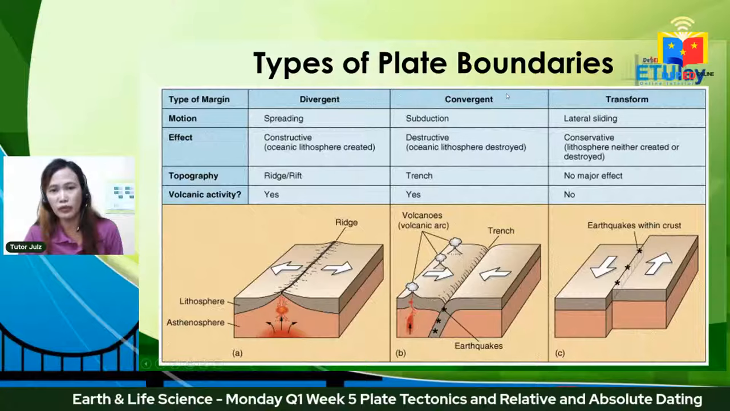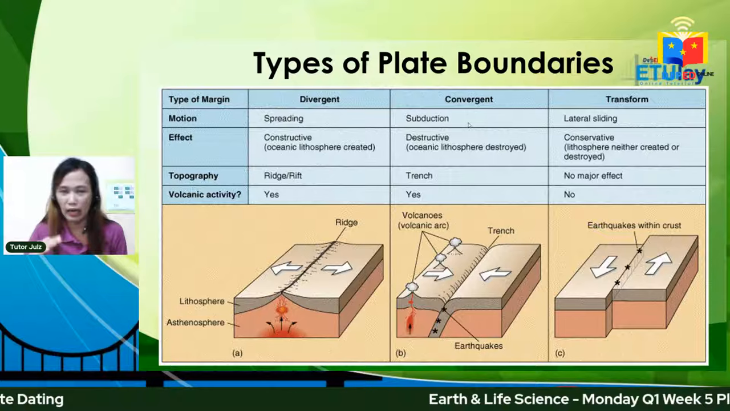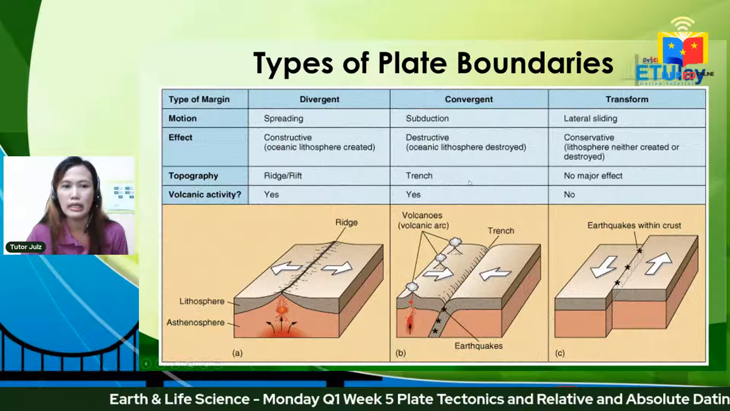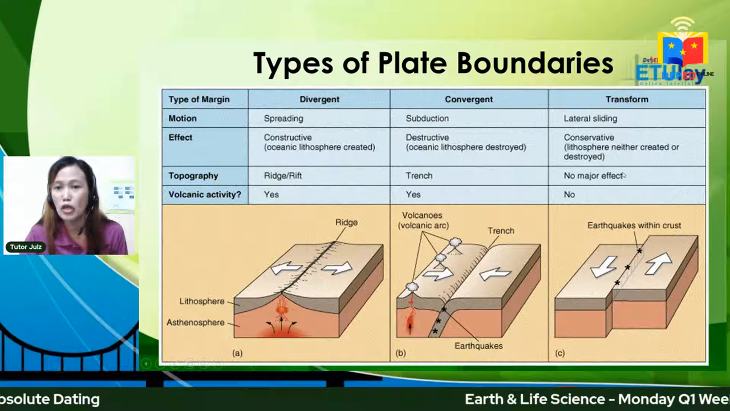And in convergent, there is a subduction motion. Subduction is the process of the downward movement of the denser plates, okay? The denser plates go down. And then the effect is oceanic lithosphere destroyed. And there's a formation of trenches, to be explained further as we go on. And there is volcanic activity. Okay? In transform, lateral sliding, no more effect, no volcanic activity.